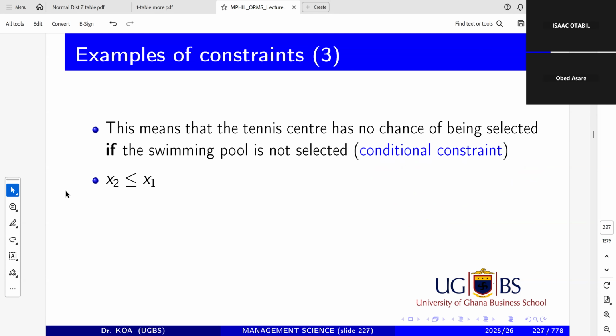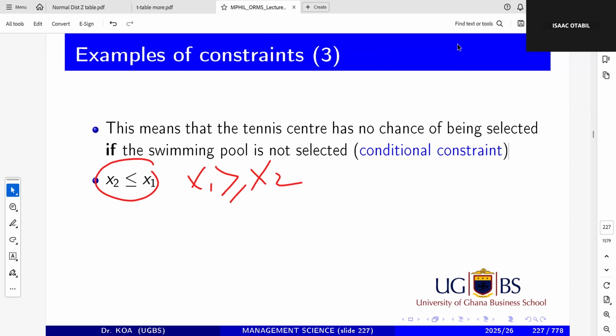Can I say x2 is greater than 0, x1 is less than 1, and x2 is strictly less than x1, sorry. For which one? For the one you just wrote on the screen. The one I just wrote on the screen is the same one that is on the screen here. Okay. This one here is the same as x1 greater or equal to x2. It's the same thing. Okay.